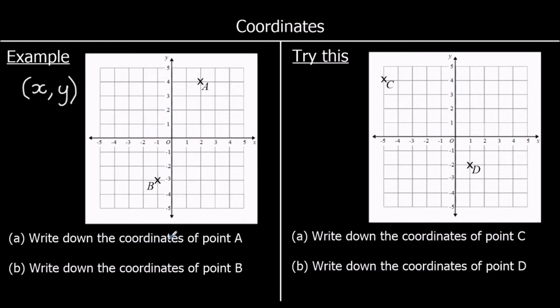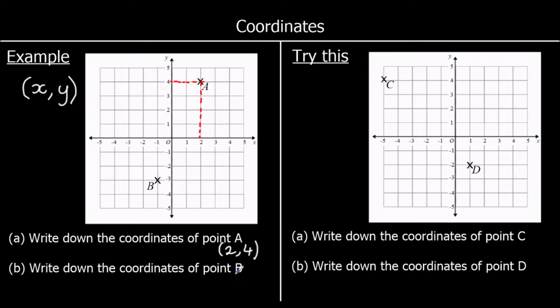The first question says write down the coordinates of point A. So here's point A. We can say its x coordinate is 2. So it's 2 along the x-axis. So we're going to write 2, then a comma, and its y coordinate is 4. So 2, a comma, and then a 4. So those are the coordinates of point A.